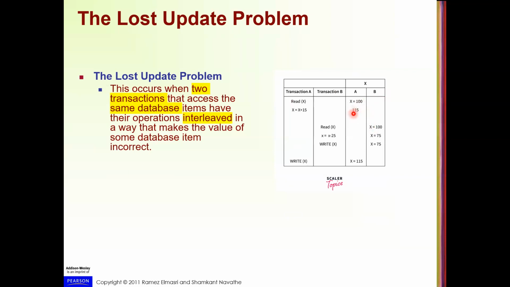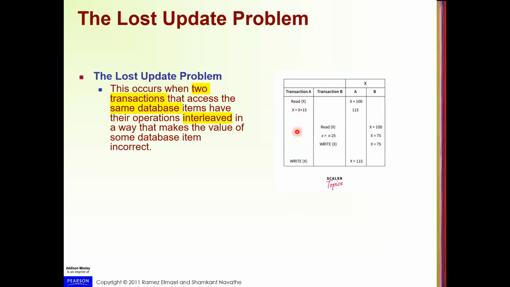But what is the actual value? A made it 115, but B is reading 100. Why? Because A did not save it. A changed it, but it did not inform anyone about the change, so B doesn't know the change. So it is reading the original value as 100. Then B made it 75, and then B wrote it as 75.